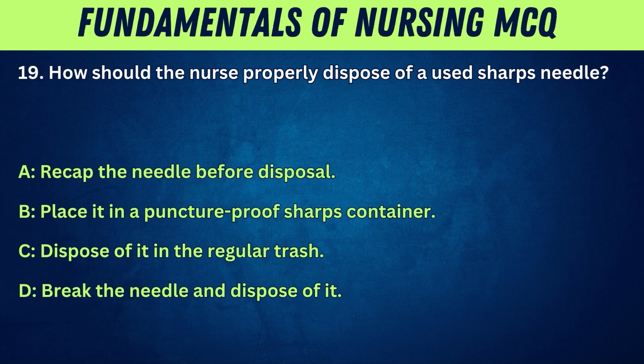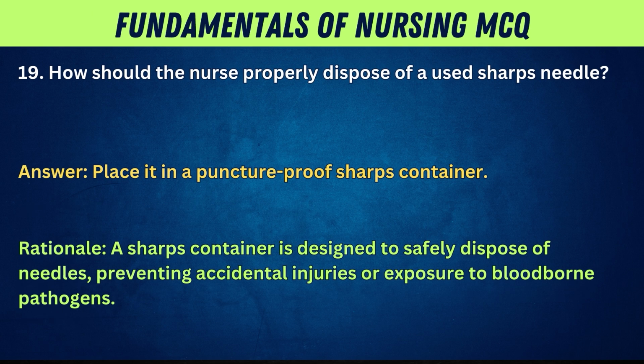19. How should the nurse properly dispose of a used sharps needle? A. Recap the needle before disposal. B. Place it in a puncture-proof sharps container. C. Dispose of it in the regular trash. D. Break the needle and dispose of it. Answer: place it in a puncture-proof sharps container. Rationale: a sharps container is designed to safely dispose of needles, preventing accidental injuries or exposure to blood-borne pathogens.